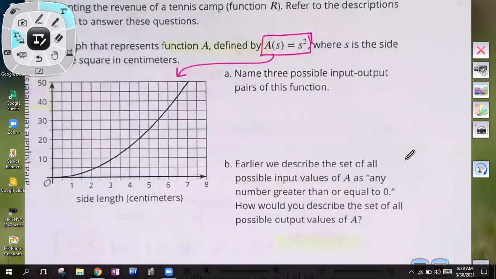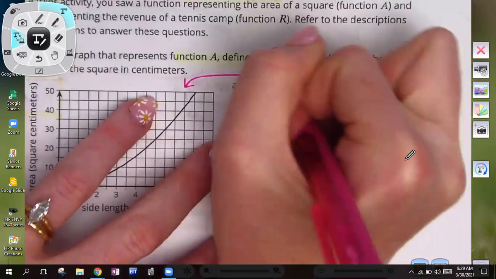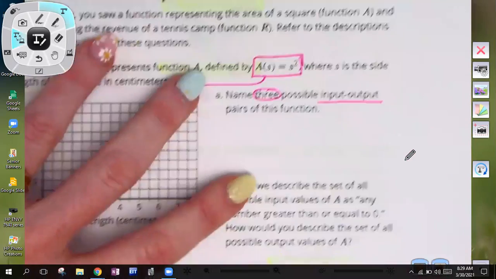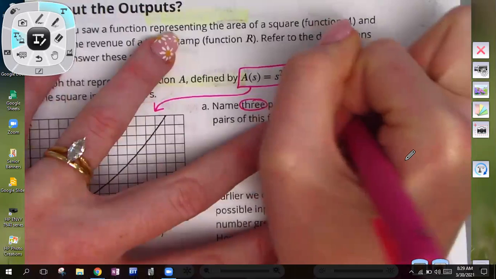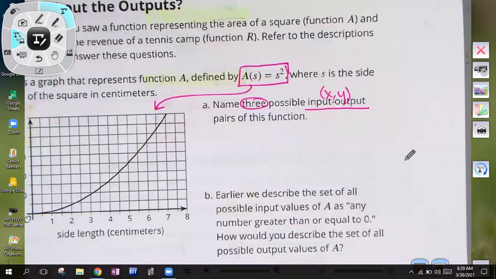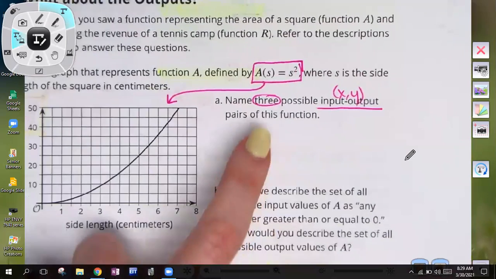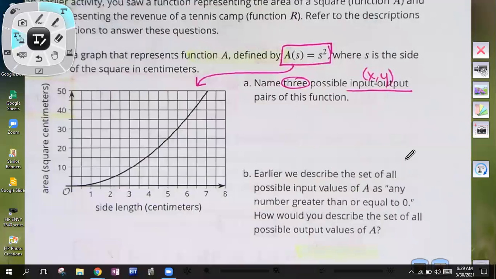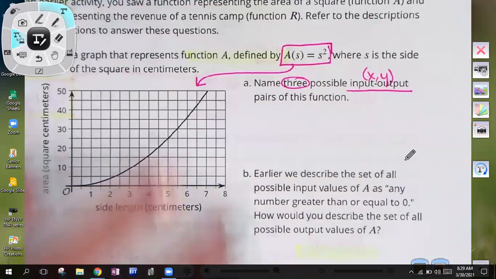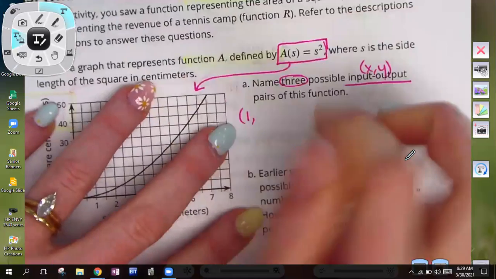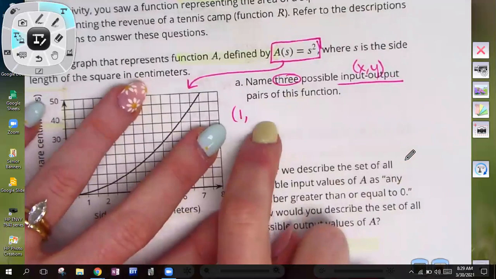So, part A, it says name 3 possible input-output pairs of this function. Input-output pairs is just an x and a y value from the graph, okay? So if it's an input-output pair for this function, that means that it would fall on the line. So I'm gonna do one with you and then we're all gonna come up with 3 more. Okay, so if my input was 1, that means the side length was 1. What would the area of my square have to be?